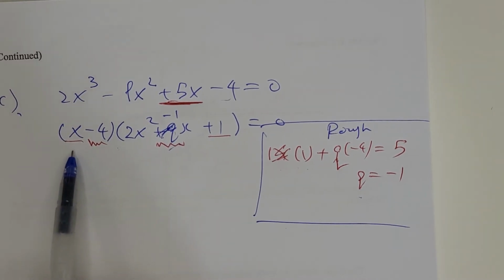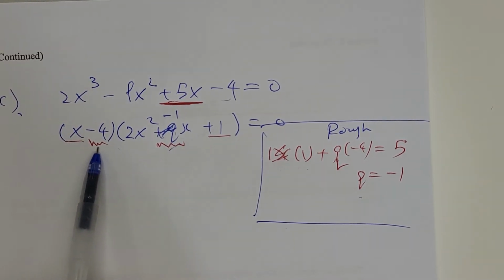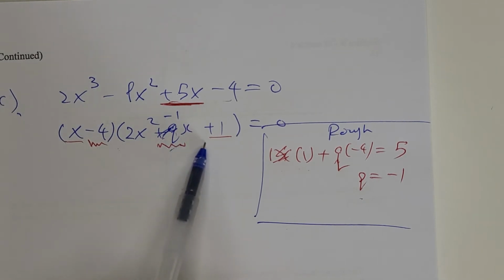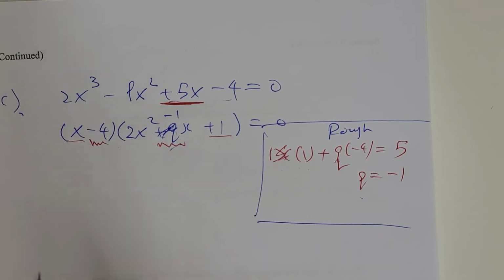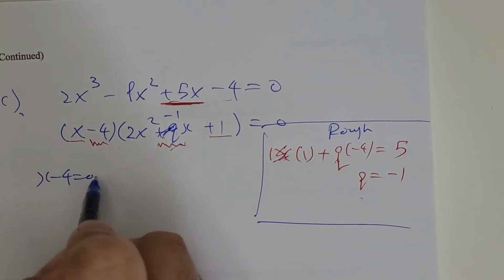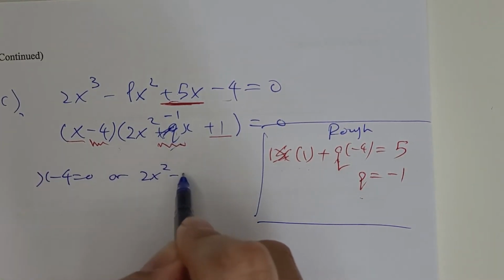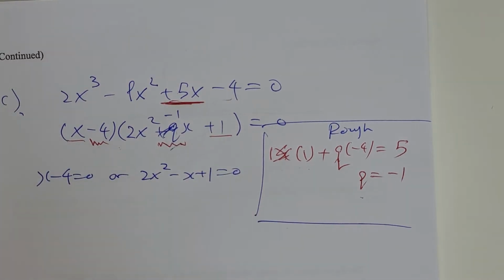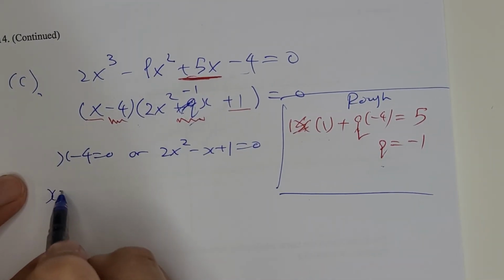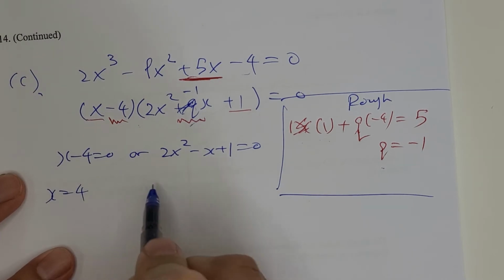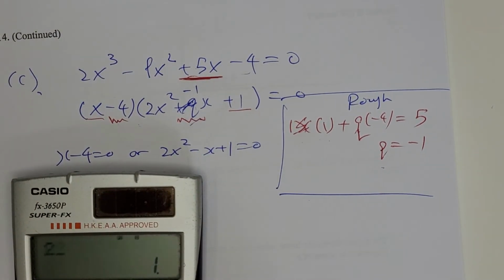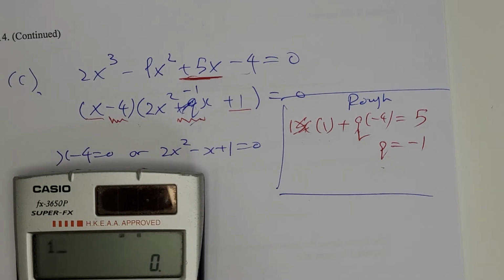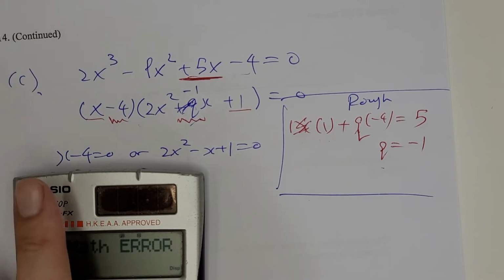Now you have two expressions here. x minus 4 times 2x squared minus x plus 1. The product of these two expressions equals 0. That means either one of them equals 0. And that means one of the roots is 4. For the other one, when you try to use the quadratic formula with 2, negative 1, positive 1, you will find a math error. That means no real root.